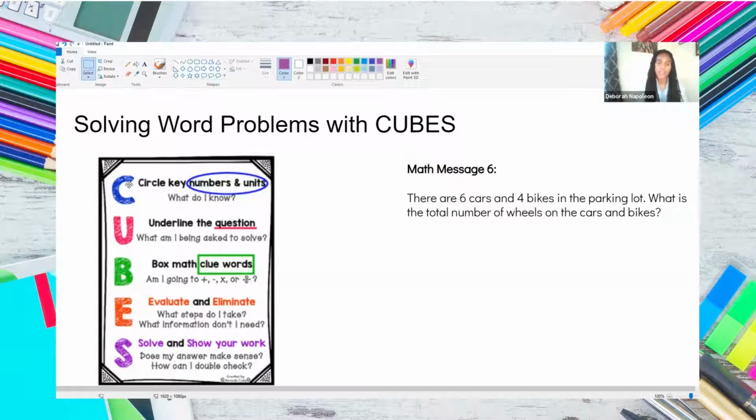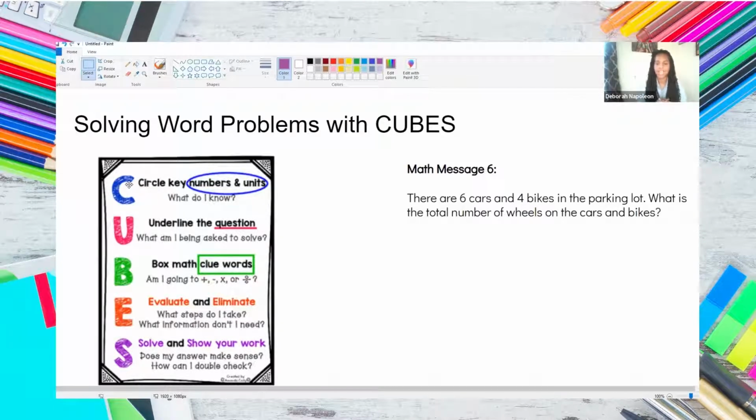And then E stands for evaluate. You want to weigh out: what is information that I need, and what is information I can eliminate? What can I throw away? What don't I need? And then finally, the S stands for solve, or solve and show your work. Okay, so let's get to it.